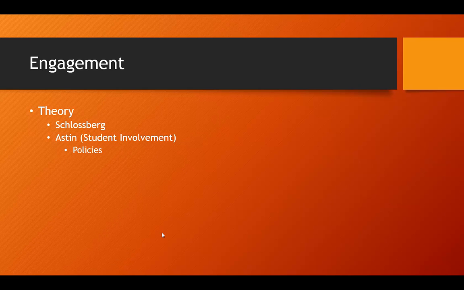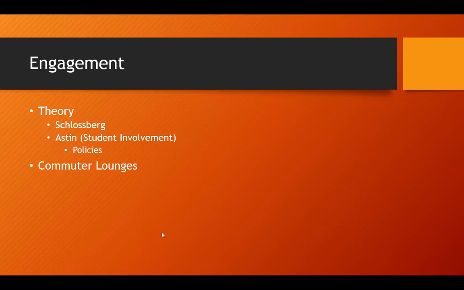The other piece is Astin's student involvement theory, and one of the 5 postulates is policies. How well do policies engage students? And if all of the policies are focused around residential students, then you're going to isolate commuter students. And it's important to consider this because if you have 12,000 students on campus, 3,000 students live on campus, then that leaves 9,000 students whose policies you need to consider and how they affect those students.